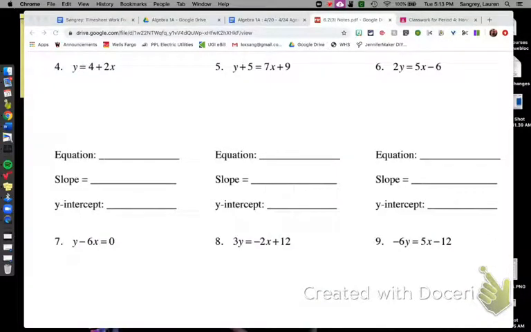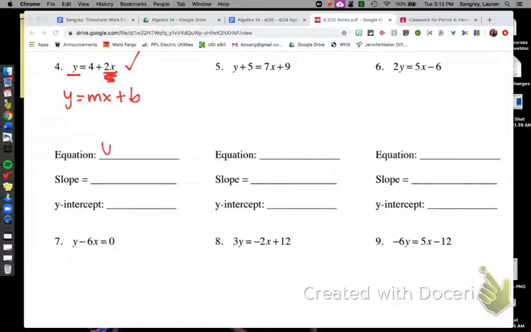Number 4, is the y by itself? Yes, it is. So this is already in slope-intercept form. But do you notice how the term with the x is last? We usually don't see it that way. We normally see y equals mx plus b. We normally see the part with the x come first. It's not technically wrong. It's the same thing. But in math, we like to be consistent.